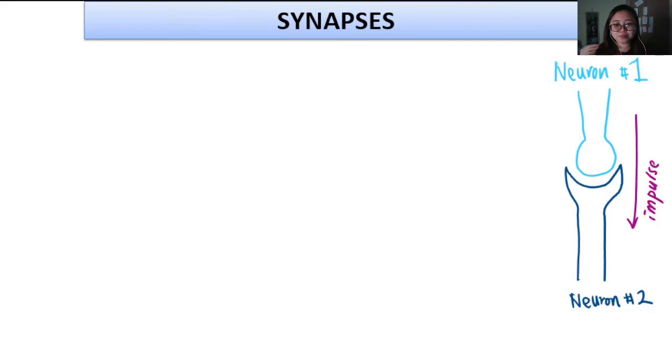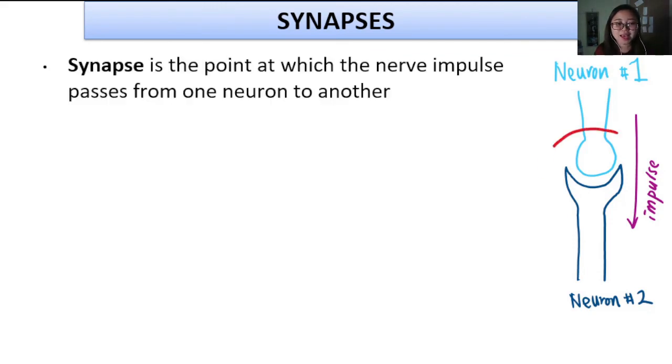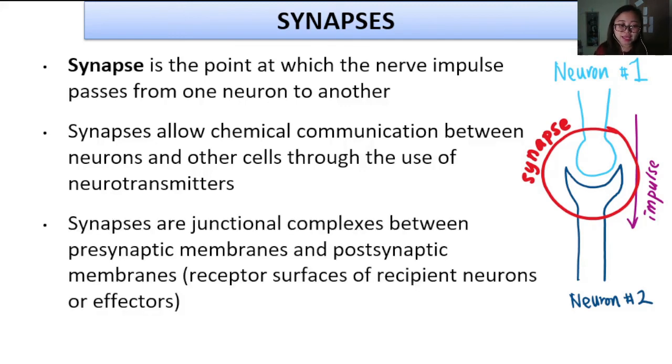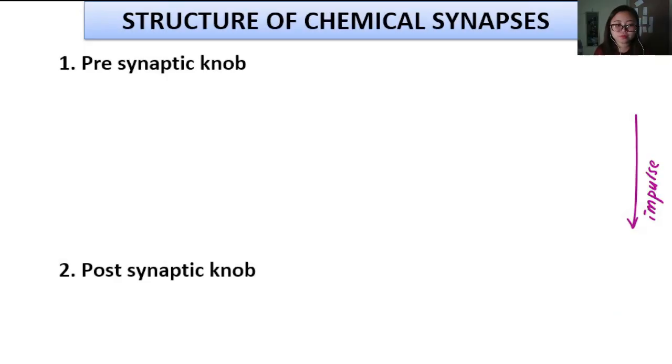So let's learn a bit more about synapses. Synapse is the point at which the nerve impulse passes from one neuron to another. Synapses allow for chemical communication between neurons and other cells through the use of neurotransmitters. And synapses are junctional complexes between presynaptic membranes and postsynaptic membranes. So they are the receptor surfaces of recipient neurons or effectors.